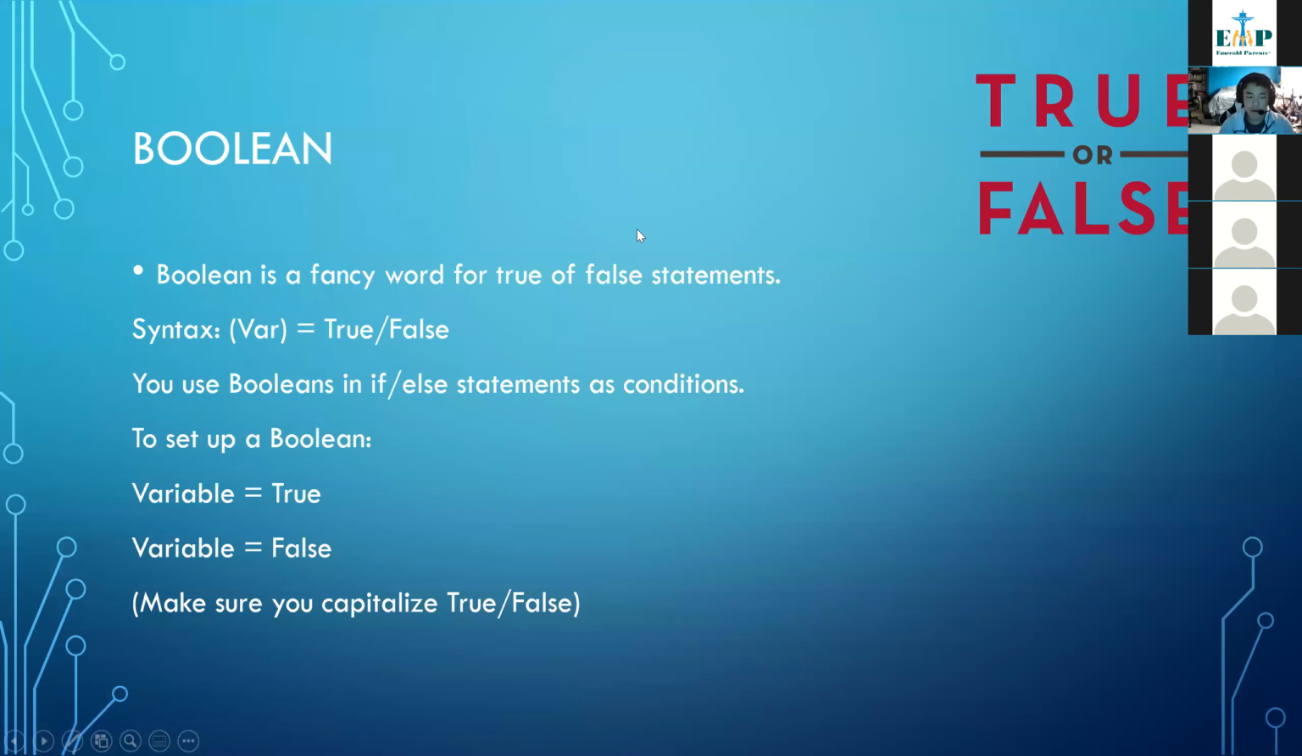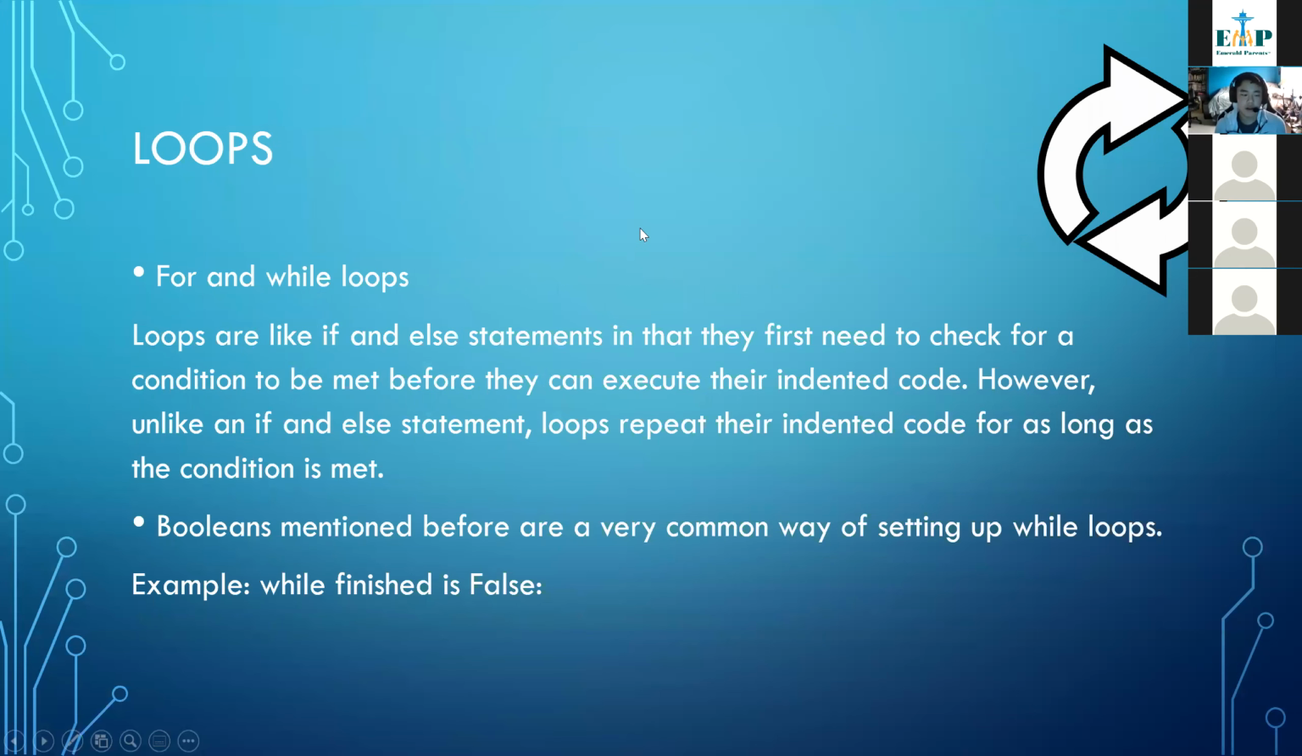Okay, going back. Loops. This is where it gets interesting. Okay, I said that like 10 times. So for and while loops, loops are like if and else statements in that they need to first check for a condition to be met before they can execute their indented code. However, unlike in if and else statements, loops repeat their indented code for as long as the condition is met.